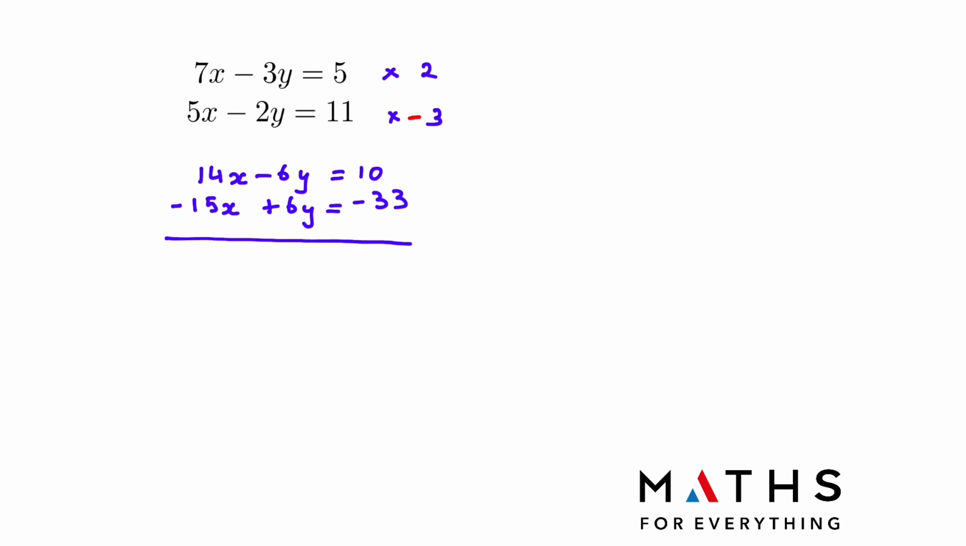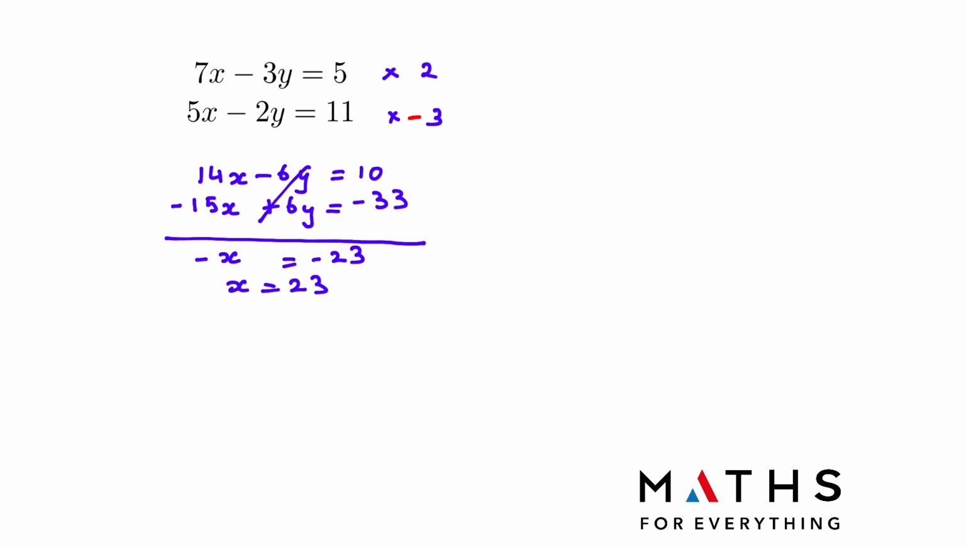The signs for y are different, so it will get cancelled. 14 minus 15 is -1x, and 10 minus 33 is -23. x is equal to 23.